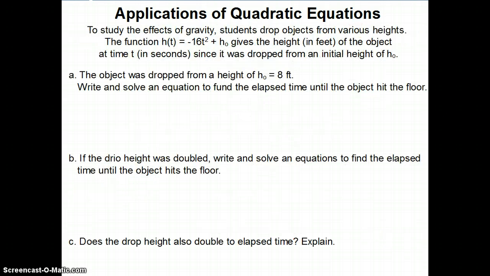The last slide that we're going to talk about has a couple parts. First, we have our equation where h of t is negative 16t squared plus h sub 0. This little h sub 0 just means the initial height. So going down to part A, we're told that whatever object they're dropping was dropped from an initial height, or h sub 0, of 8 feet. So I'm going to write my equation and plug in that initial height.